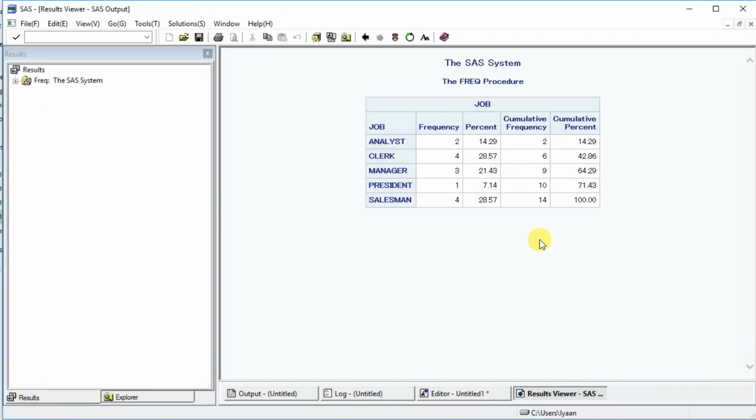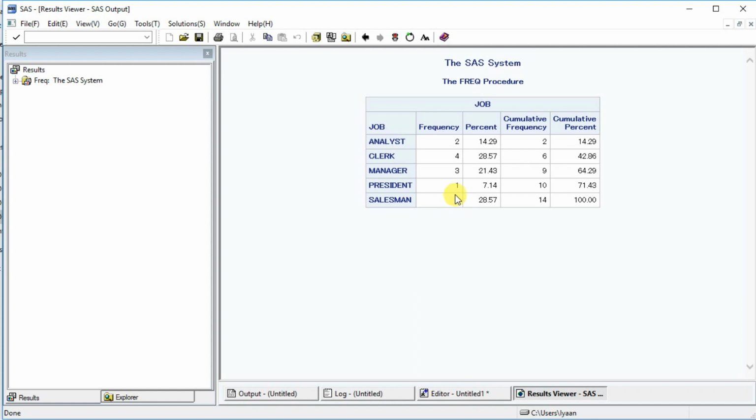Now see, as we have applied it on job, these are the job types: analyst, clerk, manager, president, and salesman. So more or less this gives a small idea about my organization, like how many job profiles we offer and how many people are under these job profiles. Based on this report, we can easily understand that we have 2 people as analysts, 4 clerks, 3 managers, only 1 president and 4 salesmen.